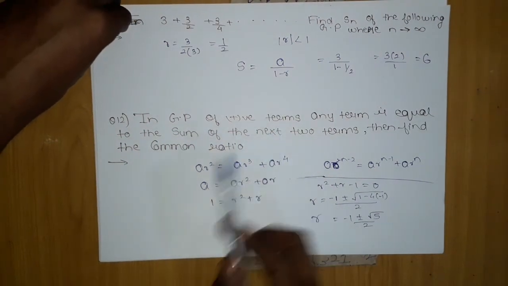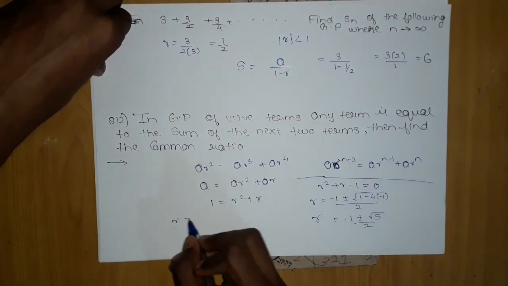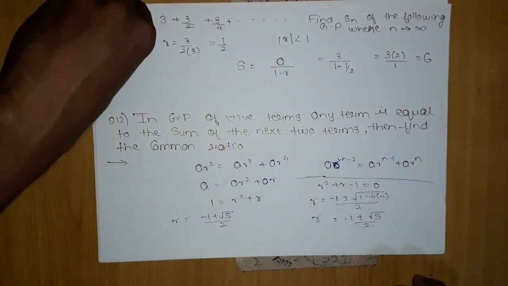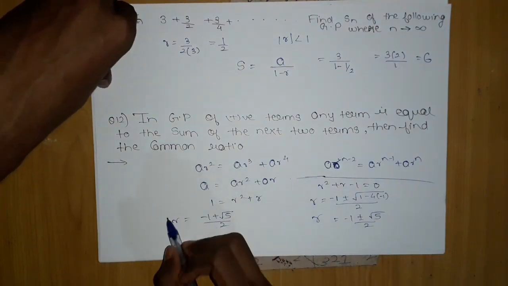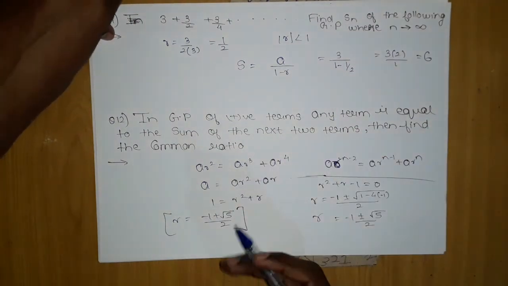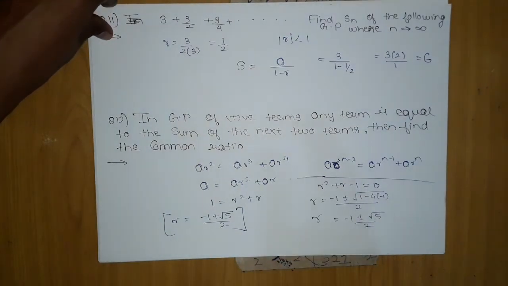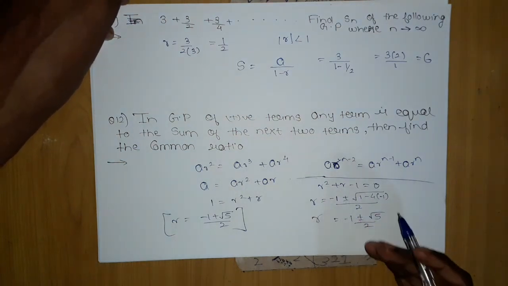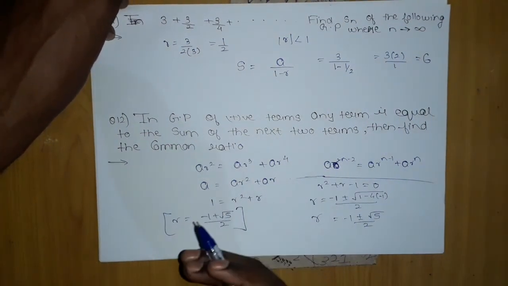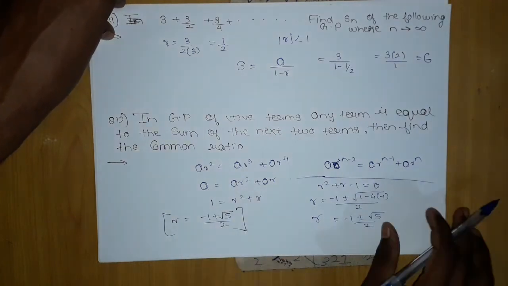Now they are telling us the terms are positive, so we will neglect the negative r value, and we get 1 plus under root 5 by 2. This is the r value, the common ratio, which we wanted to find. So this was question number 12. What we did, we applied the condition, and we removed the a value because it was cancelling out. Then we saw that D is greater than 0 and it is not a perfect square, so its root is irrational. According to the condition of positive terms, which is only possible if the ratio is positive, we chose the positive r.